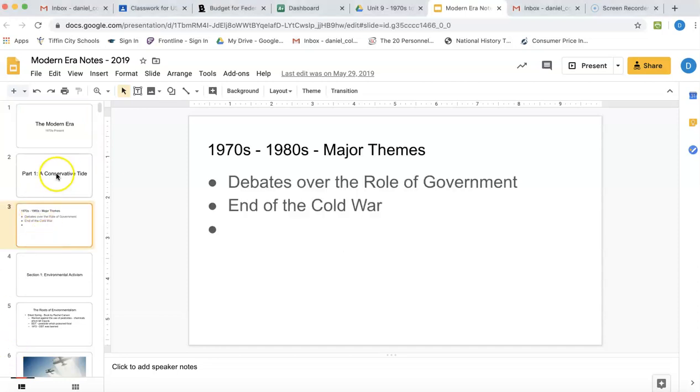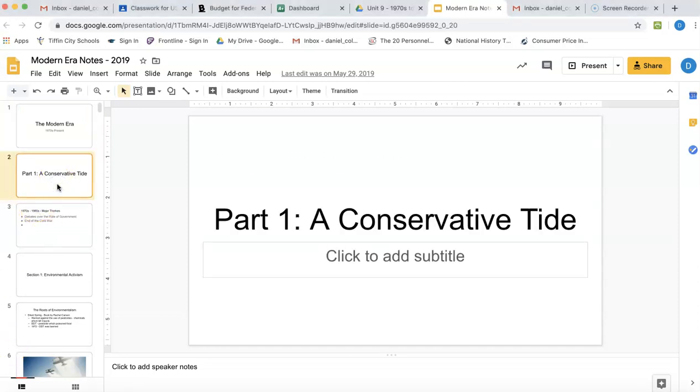Part one will deal with the 1970s and 1980s. I call it a conservative tide, and that is because from 1969 to 1992 we have only 4 years of a Democratic president, right? Every other year in that time was a Republican president. And as a result, the country takes a much more conservative approach than it did throughout the 40s, 50s, 60s, that were much more of a liberal time.